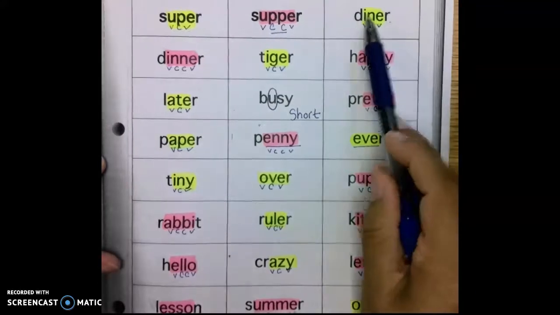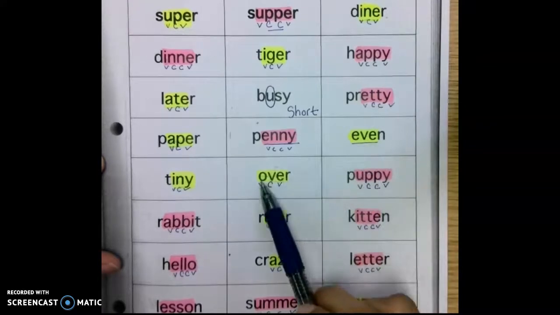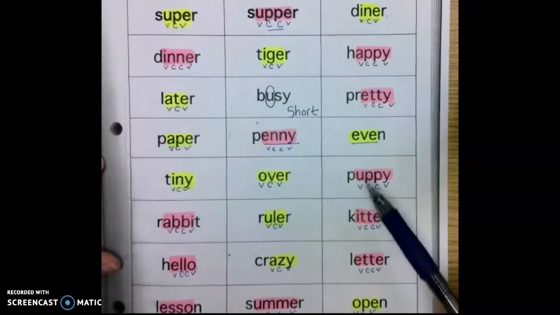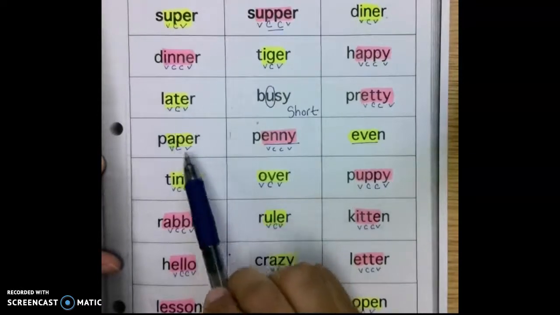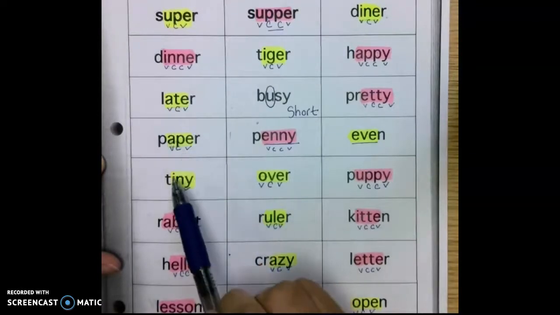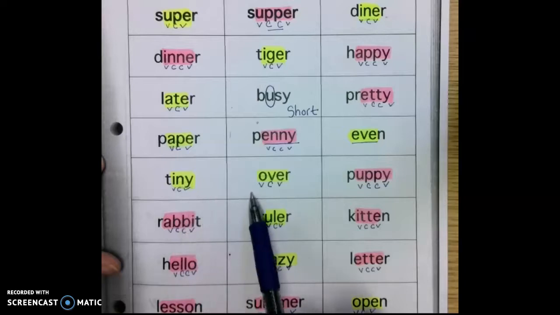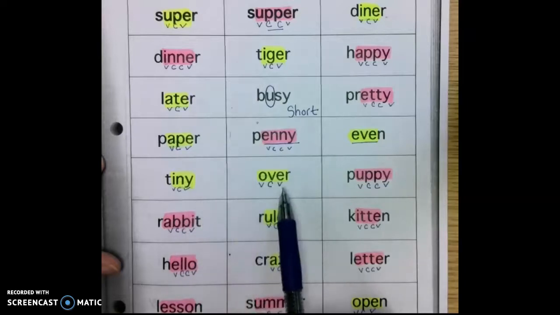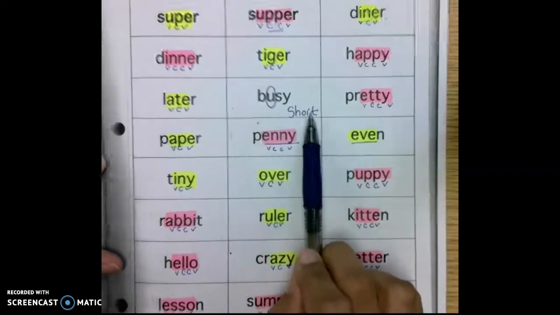All of the other patterns, all of the vowels that are starting the pattern have a long sound, like A, later, paper, an I sound, a long I, tiny, tiny. You can hear the long sound. Over, over, ruler. But here it's a short vowel.